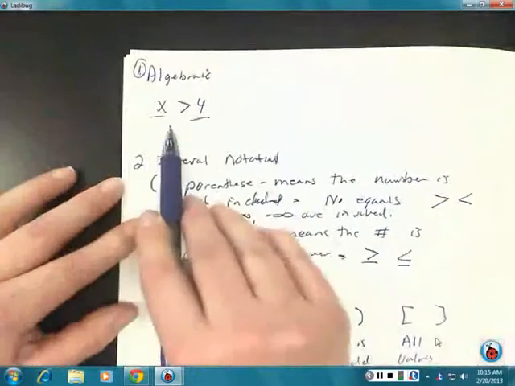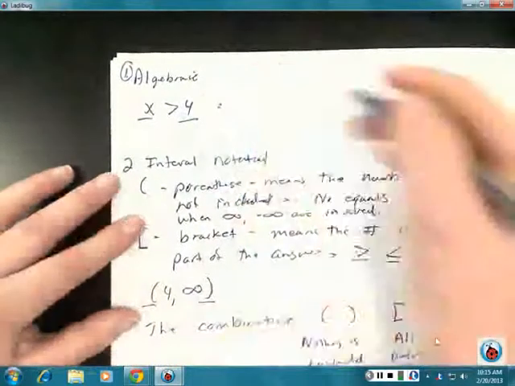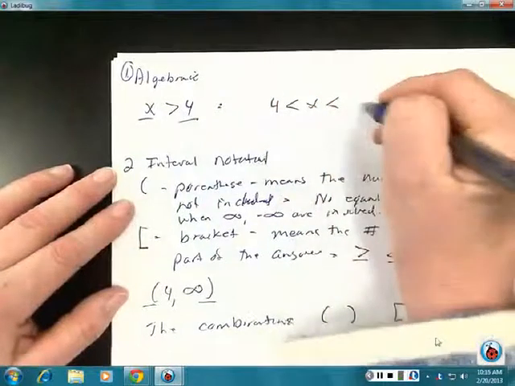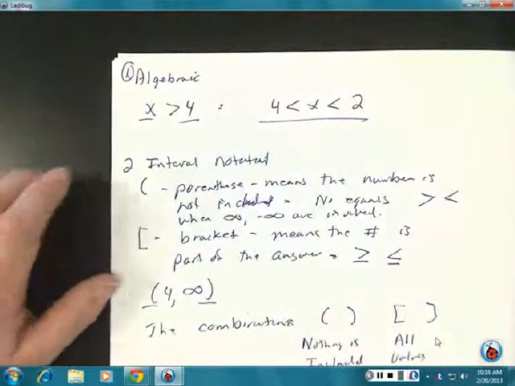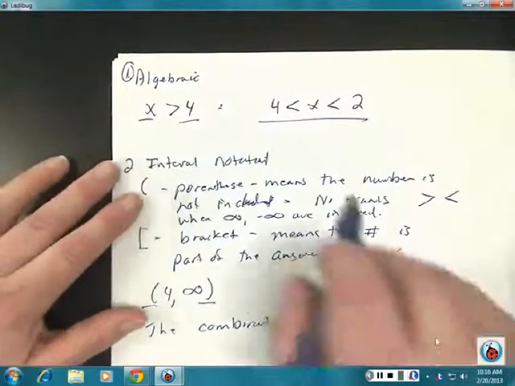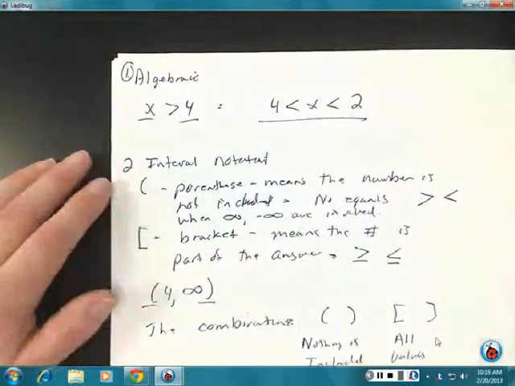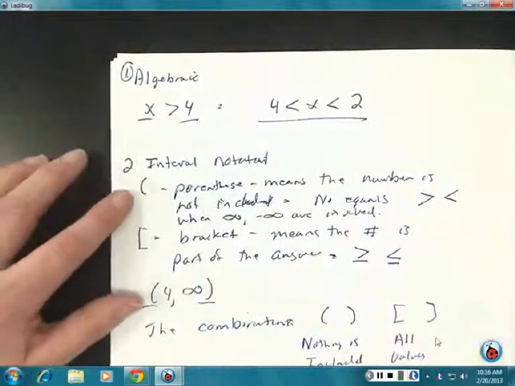So we have the algebraic, which has the variable involved with it. Another one that would fit in an algebraic might be 4 less than x less than 2. We've got some double combinations of stuff that fit into the algebraic method too. So what this means is x is somewhere between 2 and 4. Okay? And we'll do more with that when we get to our problems and what makes our solutions correct.